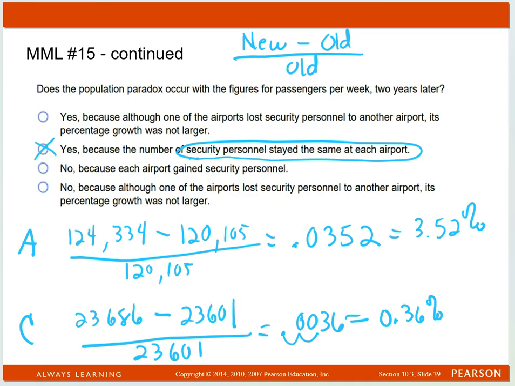And then it says no because each airport gained security personnel. No, it said each airport gained it. One airport stayed exactly the same, and then one did gain, but one lost. So it can't be that. And then: No, because although one of the airports lost security personnel to another, its percentage growth was not larger.